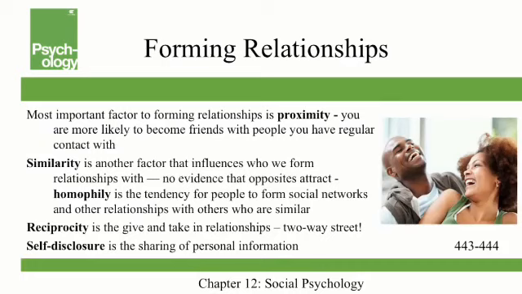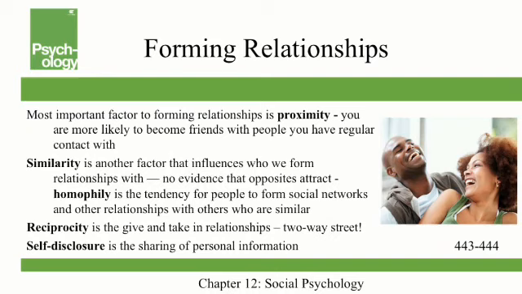Let's talk about forming relationships. The most important factor to forming a relationship is proximity. You're more likely to become friends with people you have regular contact with. Similarity is another factor that influences who we form relationships with. I teach a romantic relationships class too, and there's really no evidence that opposites attract. There's a tendency for us to form social networks and relationships with people who are similar to us.